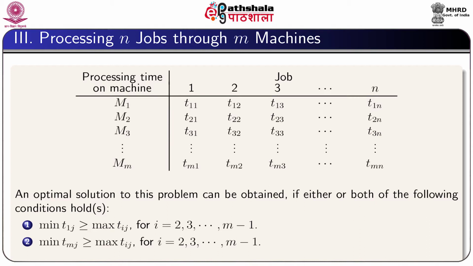An optimal solution to this problem can be obtained if either or both of the following conditions hold. Condition 1: minimum T1j is greater than or equal to maximum Tij for i equal to 2, 3 up to m minus 1. Condition 2: minimum of Tmj is greater than or equal to maximum of Tij for i equal to 2, 3 up to m minus 1.